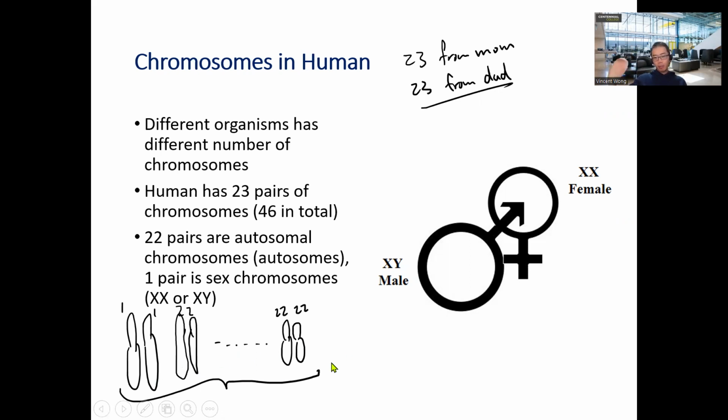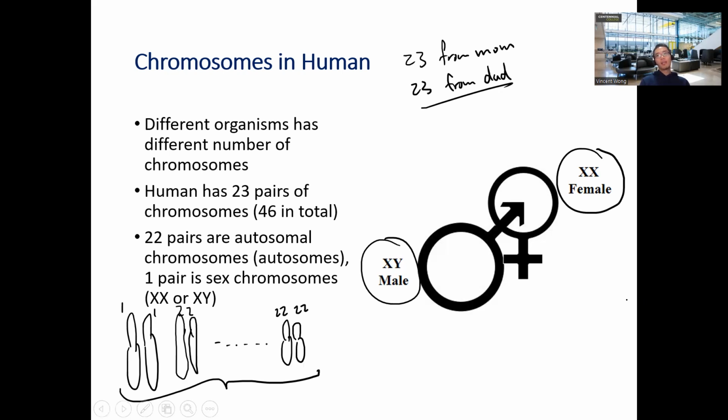The last pair, number 23, is the sex chromosome. In females, it is XX, and in males, it is XY, okay? So who is responsible for determining the gender of the child? Is it the father or is it the mother?